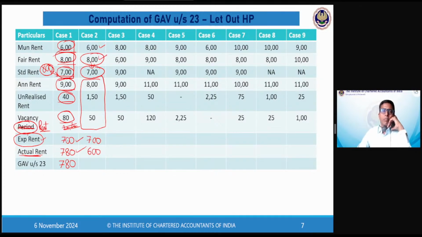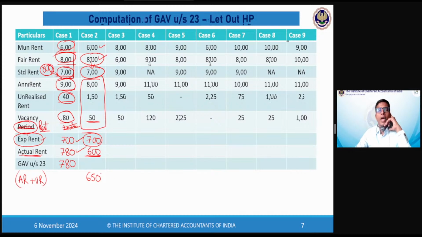Now here my ER is greater. But what does the law say? Check whether ER is greater because of vacancy. Now how will I check whether ER is greater because of vacancy? Here I'll tell you to find out one more figure. Whatever is the AR which you just calculated, add back the vacancy rent. So if you add back the vacancy rent, I get 650.